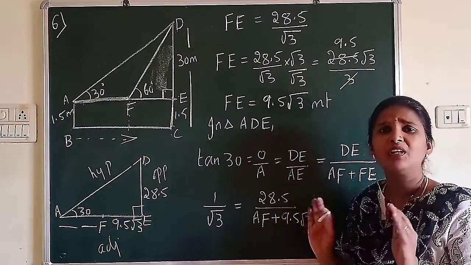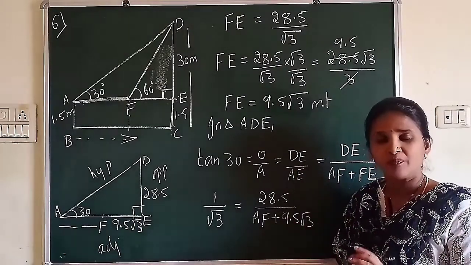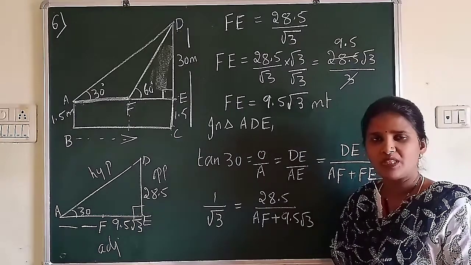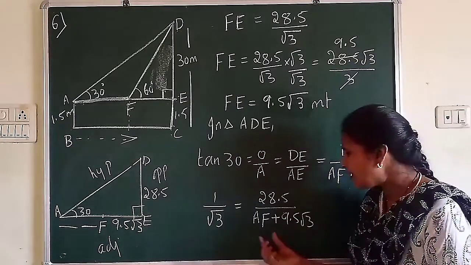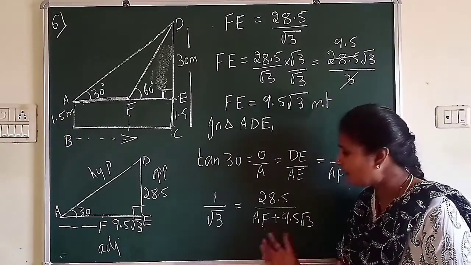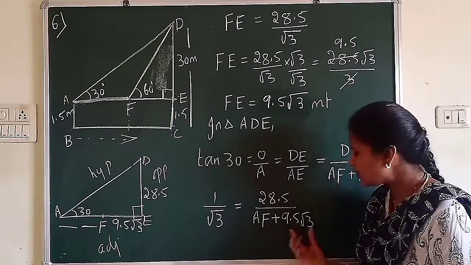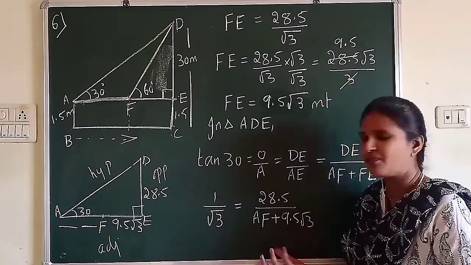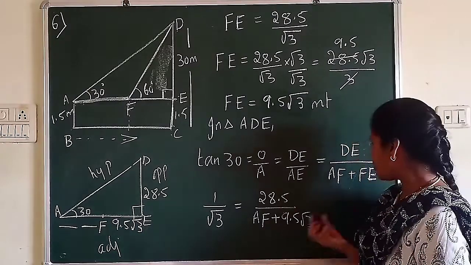So like this, whenever you have more than one variable, whichever term you want should be alone, meaning the other values you should know. If I suppose I don't know this part also, I cannot find AF. So for that sake, we found out FE.